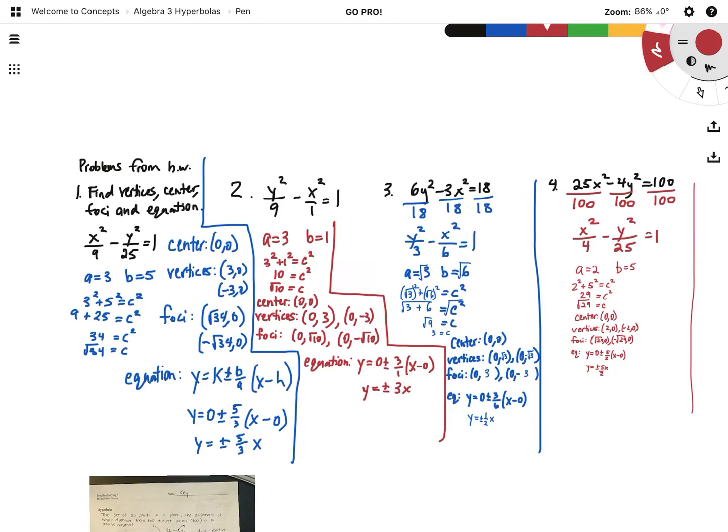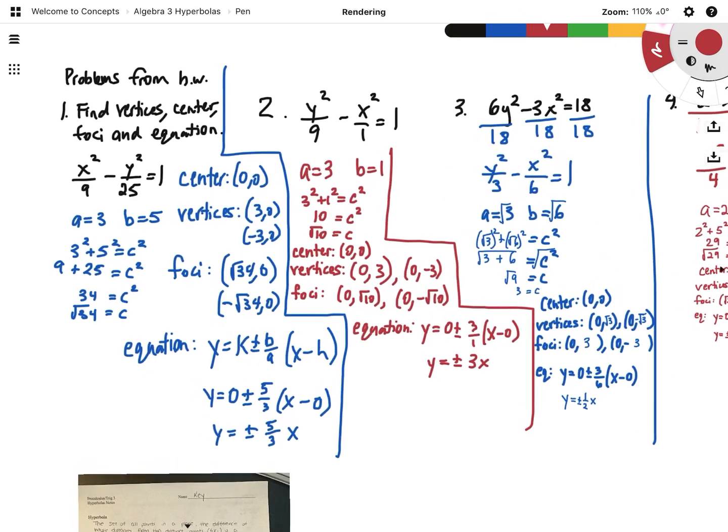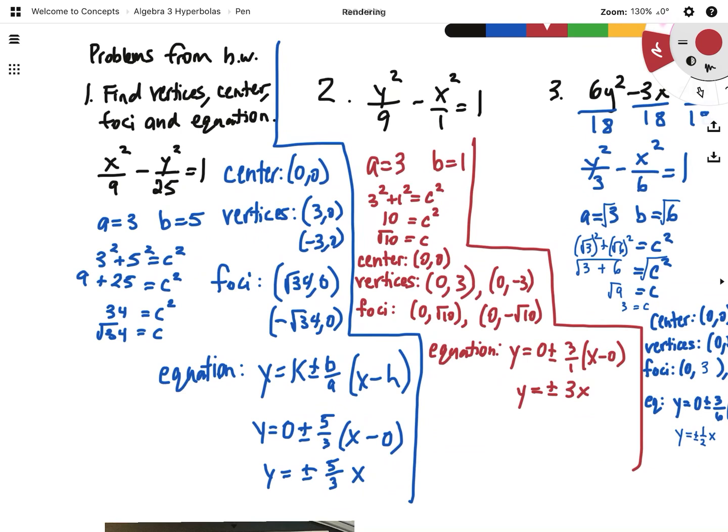Good morning, everyone. So today we're going to talk a little bit more about hyperbolas. In front of you right now are the answers to the 4 questions from last class. Let's quickly go over it. So for number 1, we have our center, vertices, foci, and equation.